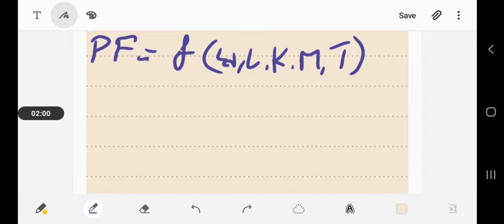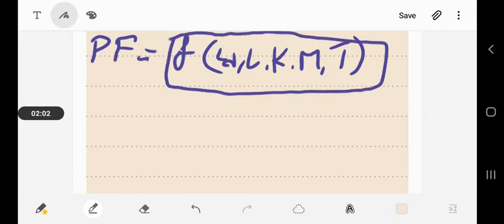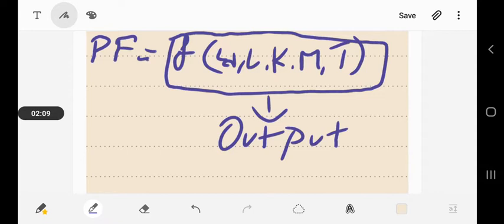So here, for example, by combining all these inputs we get some output. This output is determined by the production function. An entrepreneur would like to choose that combination of input factors which costs him the least. See, the land, labor, capital, management and technology, where the technology is constant.